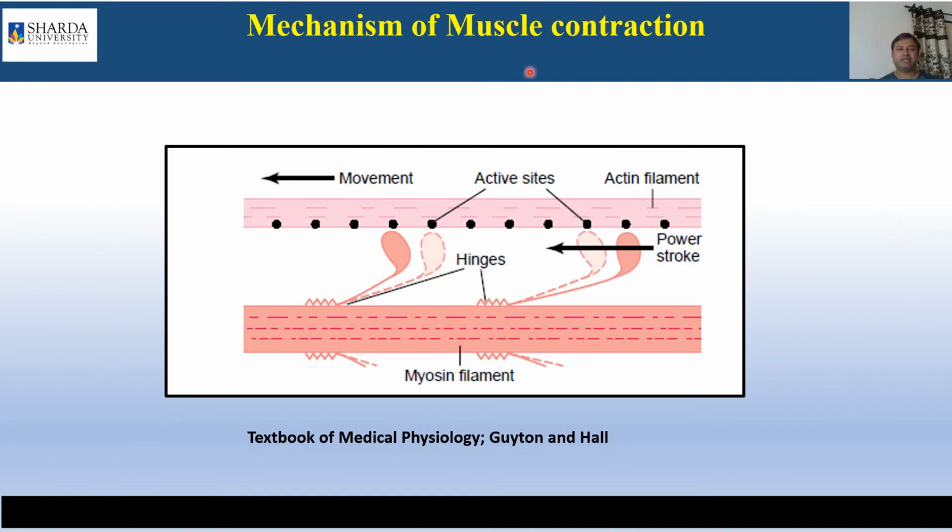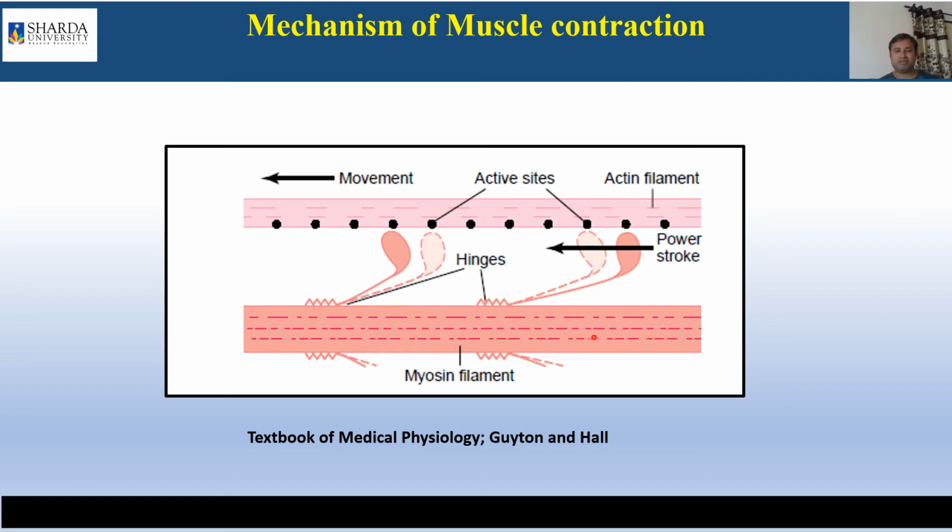Now we'll discuss the mechanism of muscle contraction. In the first step, when the action potential reaches the neuromuscular junction in the muscle, the sarcoplasmic reticulum releases calcium ions into the cytoplasm. As the calcium ion reaches the troponin C binding site, it binds with troponin C and causes a conformational change in the actin filament. As a result, the active site G-actin molecule is exposed.